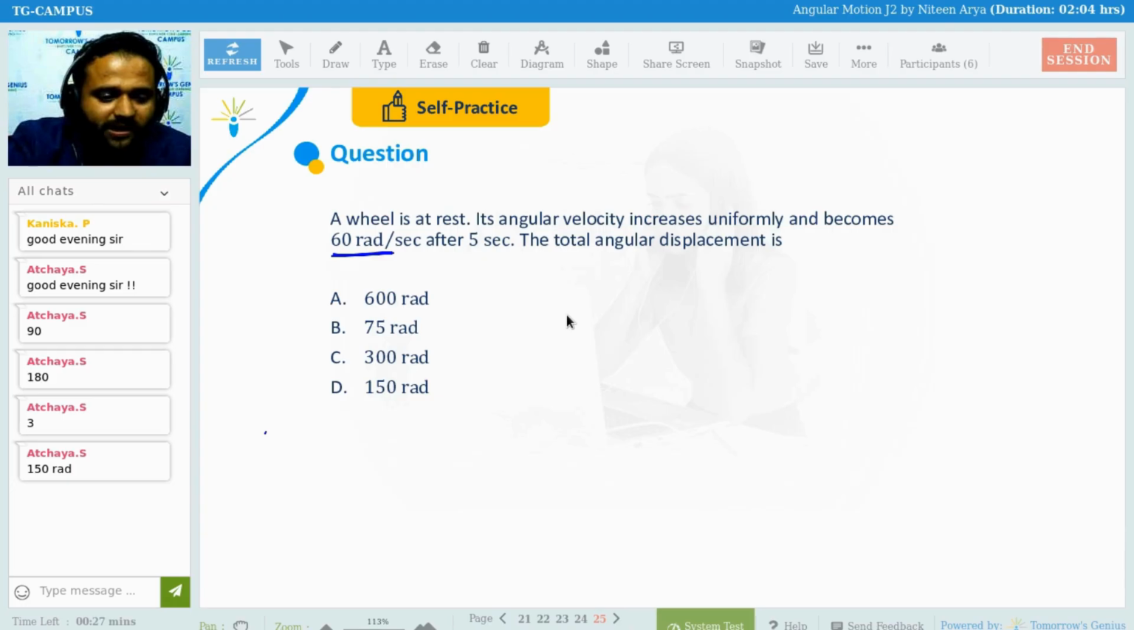And you, Bhuvana, what is the correct answer? A, B, C, or D? Tell me, other students also. Acha says 150 radian means D, but I don't think so. I think that is C. Is this correct or not? You got also 150. And any other also?